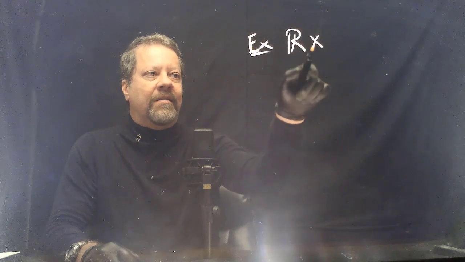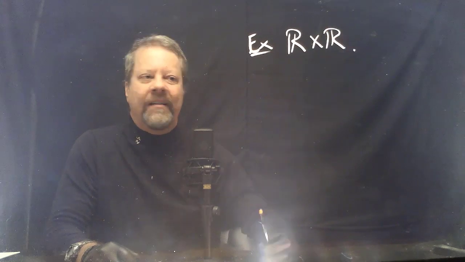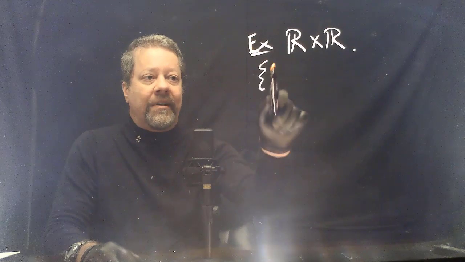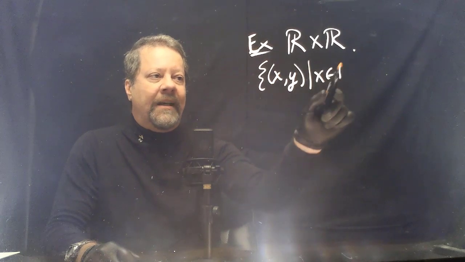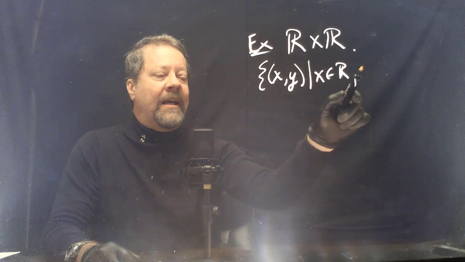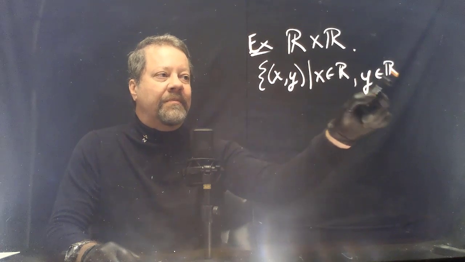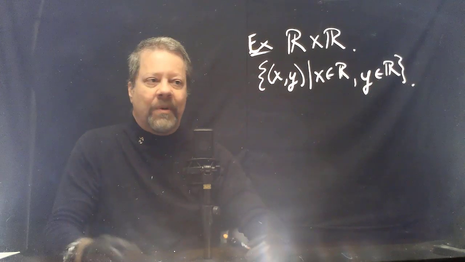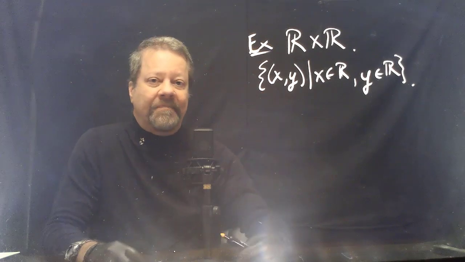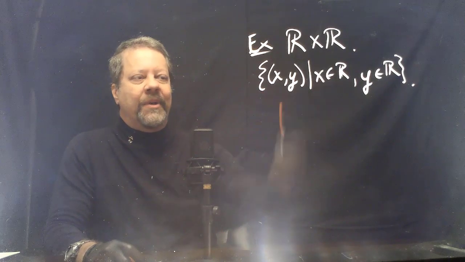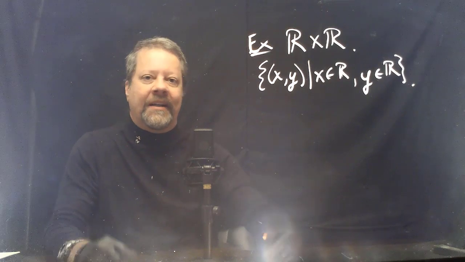Another example would be something like R cross R. This would be the set of all (x, y) such that x is a real number and y is a real number. In other words, this is equal to the set of points in the xy plane. So that's what you get when you take R cross R. You get the entire xy plane.